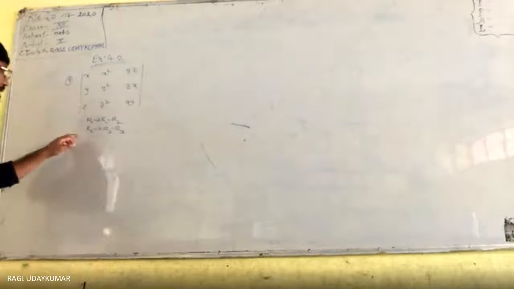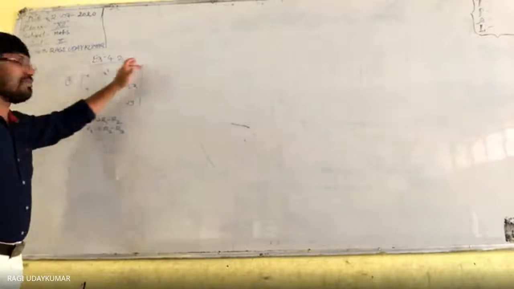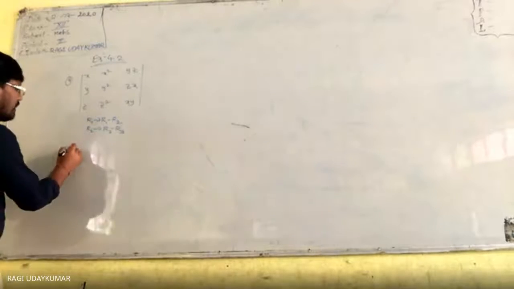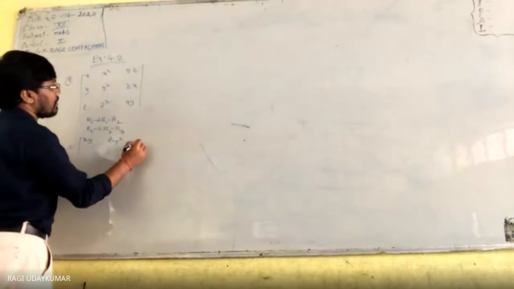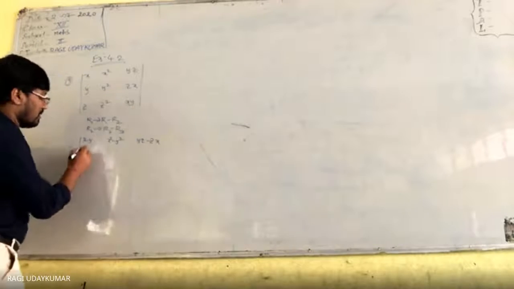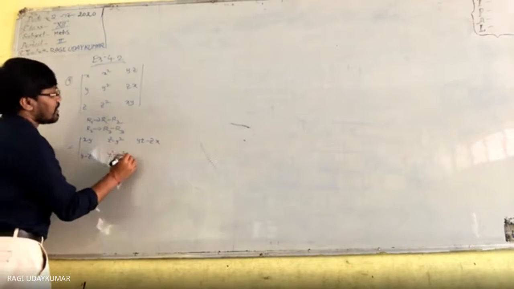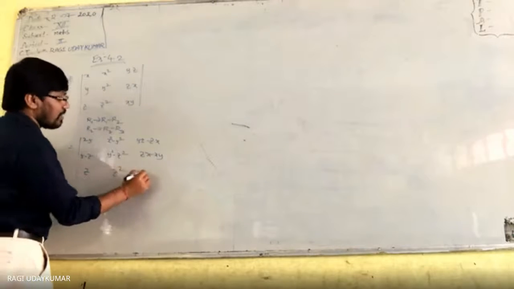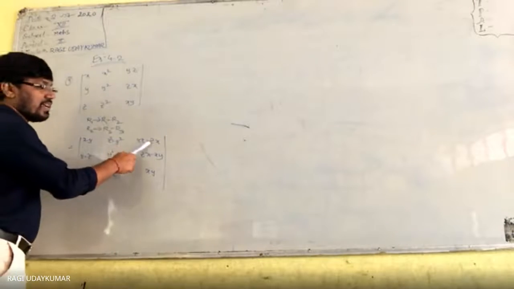Now, to change R3 using R1, this R1 will not work, because this R1 is going to change. So what you have to do here? If you do like that, you get x minus y, x square minus y square, yz minus zx; y minus z, y square minus z square, zx minus xy; z, z square, xy. You can take x minus y here, and here also x minus y.